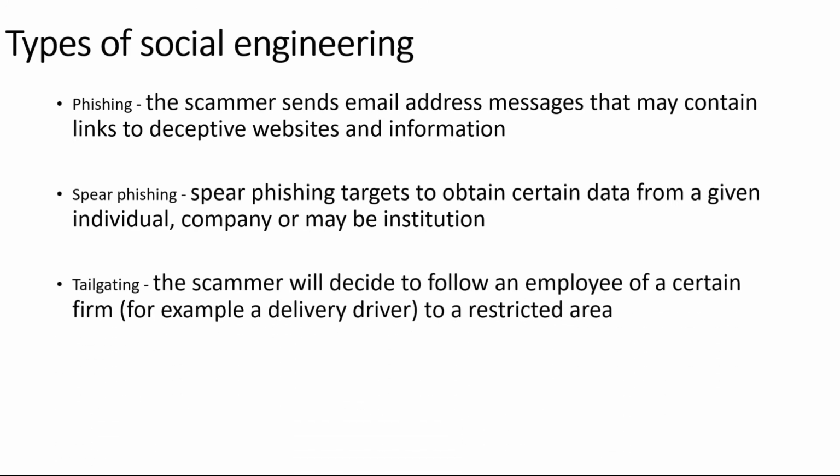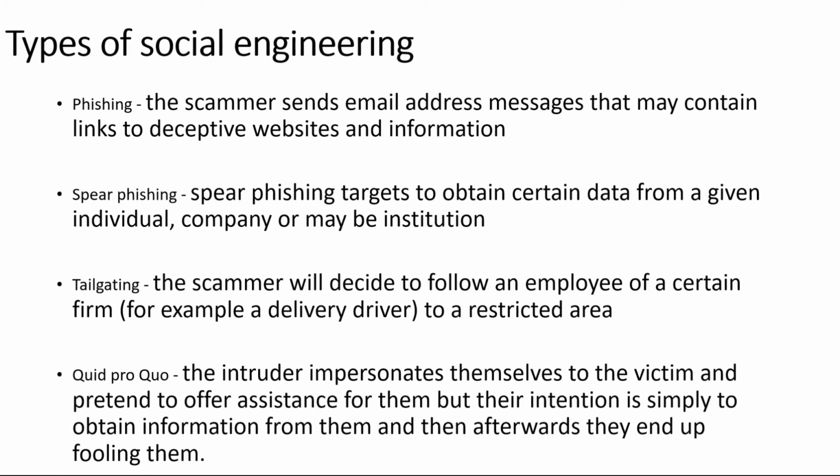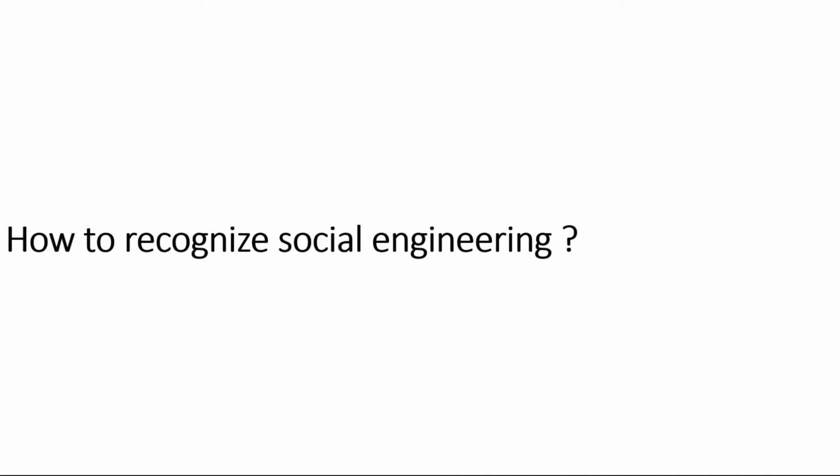Number 6. Tailgating or piggybacking. In this form, the scammer will decide to follow an employee of a certain firm, for example, a delivery driver, to a restricted area. Then they will befriend them and try to obtain the information they need from them. Number 7. Quid pro quo. The intruder impersonates someone to the victim and pretends to offer assistance, but their intention is simply to obtain information from them, and afterwards they end up fooling them. They may pretend to offer technical support and then request an incentive after the service.